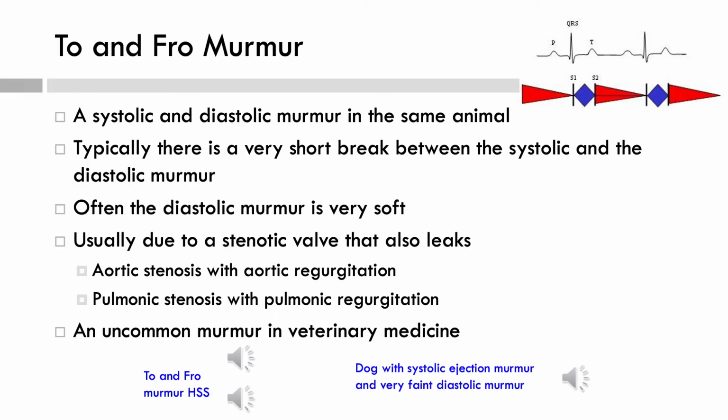The next murmur to talk about is a combination of a systolic ejection quality murmur and a diastolic decrescendo murmur occurring in the same animal. This is sometimes referred to as a to and fro murmur.